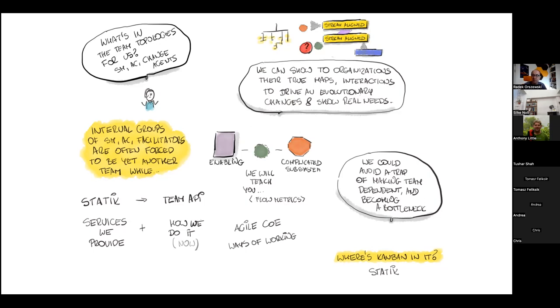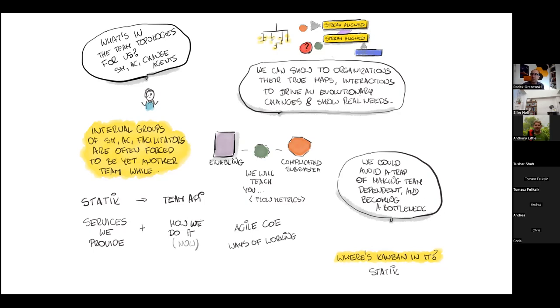And from my professional experience, because I think I've done it already 3 or 4 times in different organizations, combining STATIK with the Team API approach is great for all agile centers of excellence, ways of working, enabling teams, et cetera.